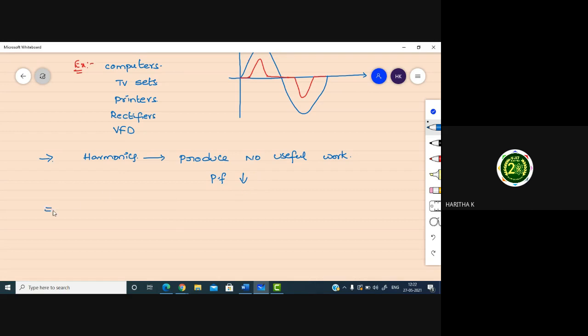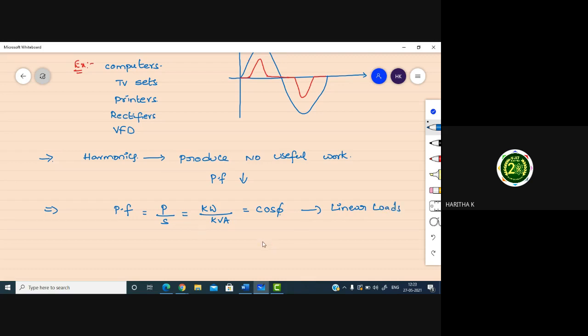For these nonlinear loads, the power factor is a combination of two things. Normally, the power factor means P by S, true power by apparent power. For linear loads, we have seen this one. P is nothing but kW and S is kVA, and that is equal to cos phi. This we had seen in linear loads.